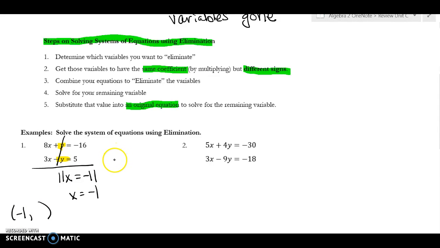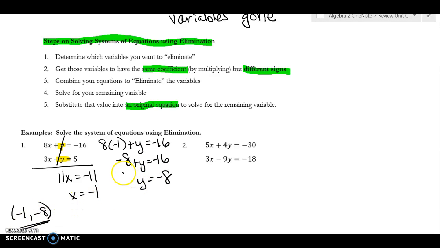Now what I need to do is find my second answer, and you can find your second answer by plugging it into either of these. I'm going to plug it into the one up here because I don't want to have to deal with this negative y. So it's going to be 8 times -1 plus y equals -16. So -8 plus y is -16. I add 8 to both sides, so I get y equals -8. And that's my answer. And again, I chose which one I wanted to get rid of first.